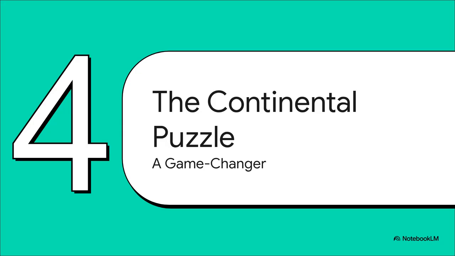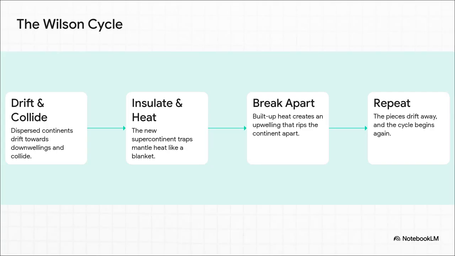But we've left out the biggest piece of the puzzle so far, the one thing that truly reshapes the entire system: the continents. They are not just passive rafts floating on top, they are active players that fundamentally change the rules of the game. It's all part of this incredible feedback loop called the Wilson cycle. Just imagine it. All the continents are drifting across the globe, and they get pulled toward areas where the mantle is sinking down. Eventually, they all crash together, forming a massive supercontinent.